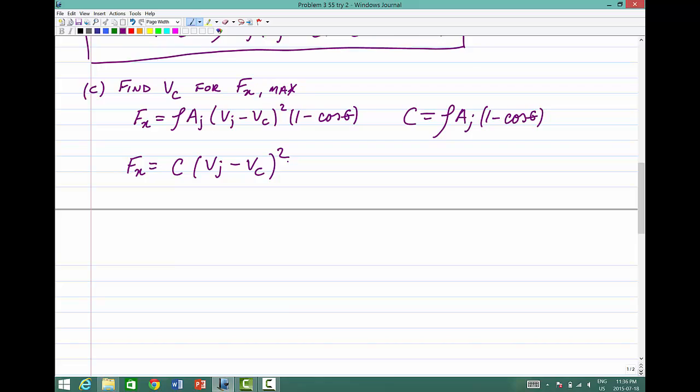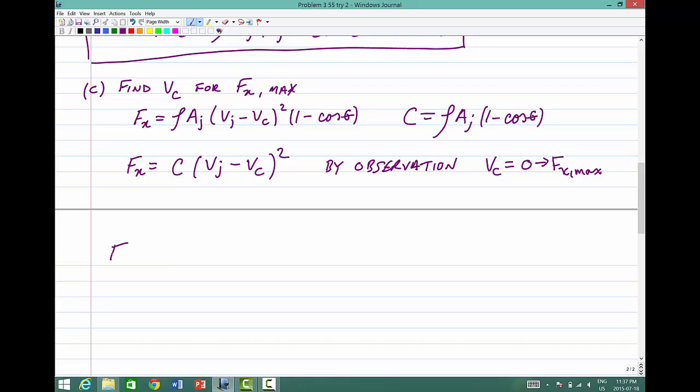And so I would say by observation now, and you could probably have done this earlier, but I just want to make it completely clear. By observation, any positive value of Vc is going to lower the force, right? You're going to subtract. So by observation, you can see that Vc equals 0 gives Fx max. So that corresponds to the maximum.